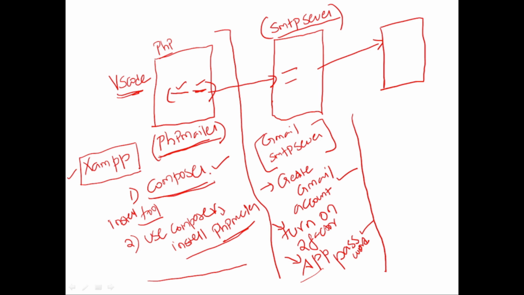Now let's take a look at how to install Composer. I've got some screenshots on the installation process and how to install PHPMailer. Next, we'll see the process of creating a Gmail account, turning on two-factor authentication, and setting an app password. So now we'll see how to install this tool Composer.